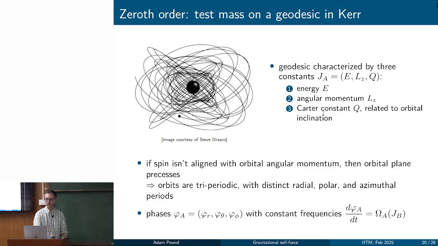Then we have this third constant called the Carter constant, which is related to the orbital inclination. So you can see, unlike Keplerian orbits, this orbit is not confined to a plane. Also, unlike orbits around a Schwarzschild black hole. In the Schwarzschild case, you can have complicated orbits, but they're all confined to a plane. Here, it's not confined to a plane. The whole plane of motion is vibrating up and down like this. And the extent to which it moves up and down is dictated by the Carter constant, Q.